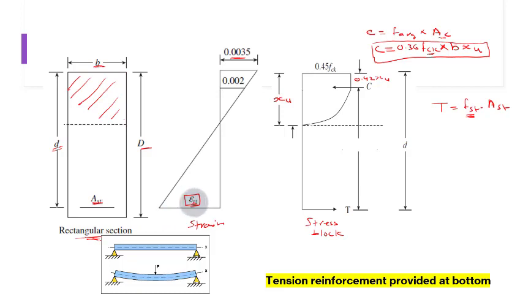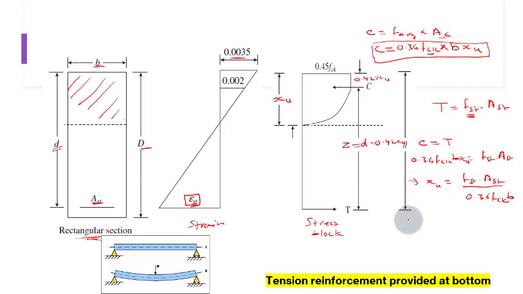in the tension zone. Here C and T are going to form a couple to resist the applied moment in a beam at any given section. These two forces are separated by a lever arm Z, which equals D minus 0.42 XU. To find neutral axis depth from equilibrium, C equals T, that is 0.36 FCK B XU equals FST into AST. So from here we get the expression for neutral axis depth factor.